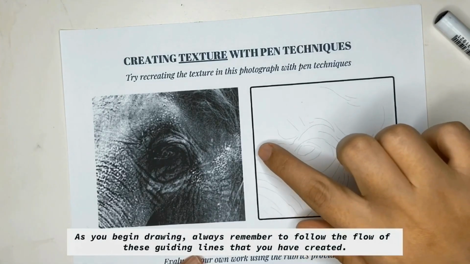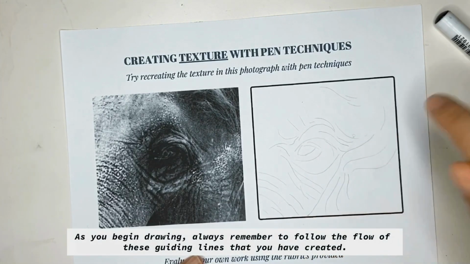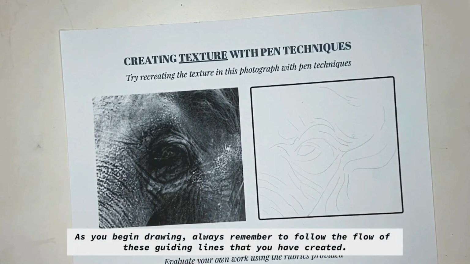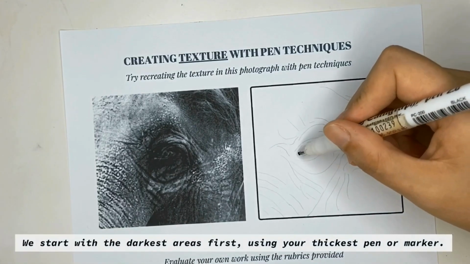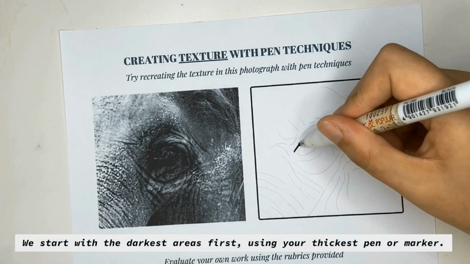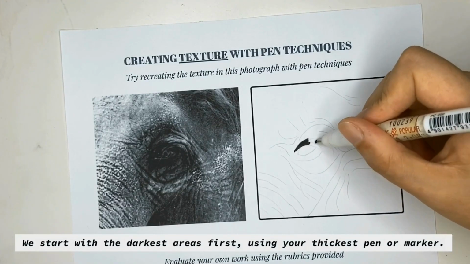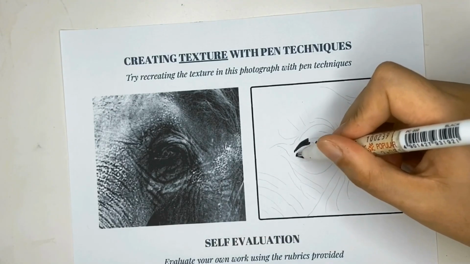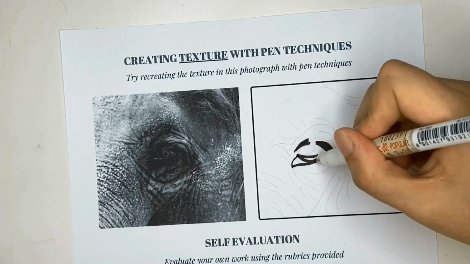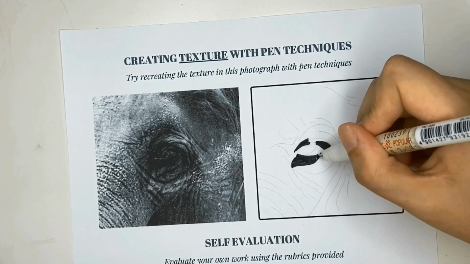As you begin drawing, always remember to follow the flow of your guiding lines that you created. And firstly, we will be starting with the darkest areas first, and you will use your thickest pen, or a marker would be better, to actually outline all the thick lines on your reference image.